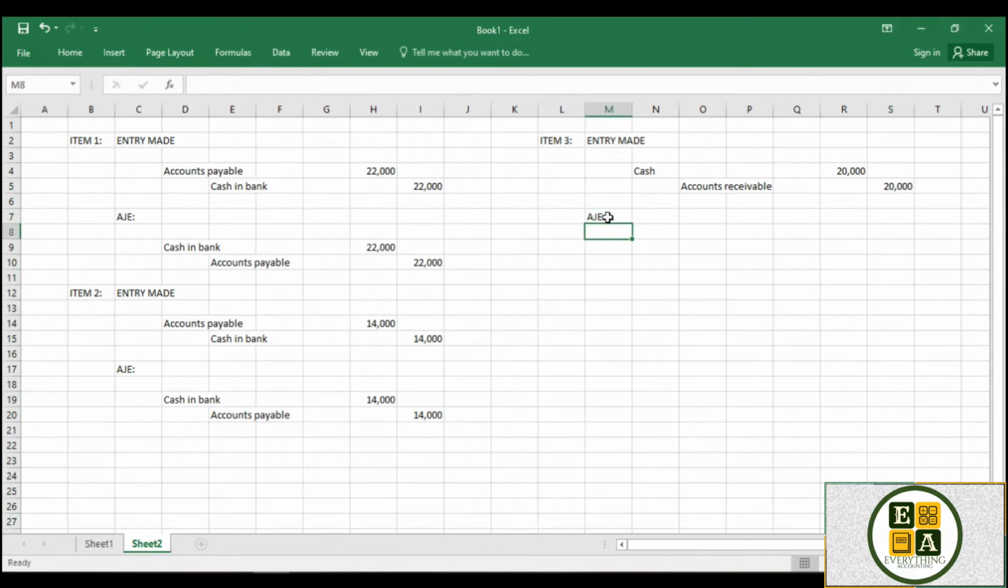Paano i-adjust? Suggestion is always to reverse lang yung journal entry made. So, debit tayo accounts receivable. Then, credit tayo ng cash to nullify the effect of kuno the collection. Okay? So, that's it. Then, let's proceed naman sa item 4. Yung item 4, dalawa yung gagawin nating adjustment because of two different assumptions.